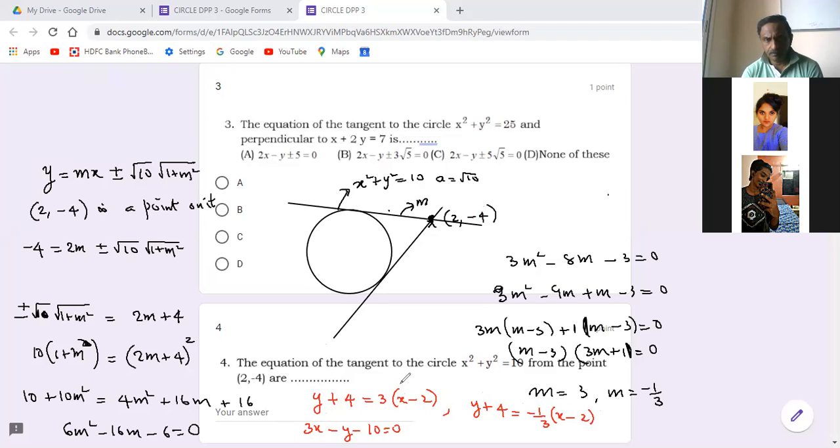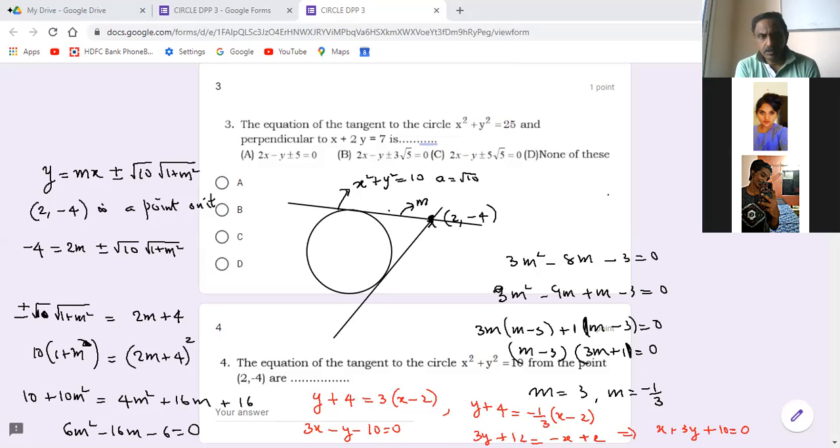And correct, no? And here 3y plus 12 equal to minus x plus 2. So here the answer will become x plus 3y plus 10 equal to 0. Is it okay with everybody?